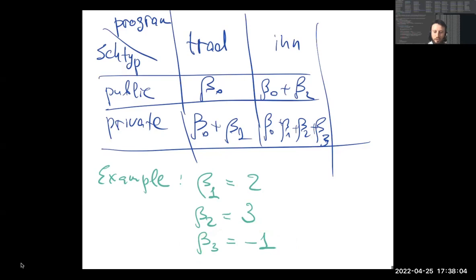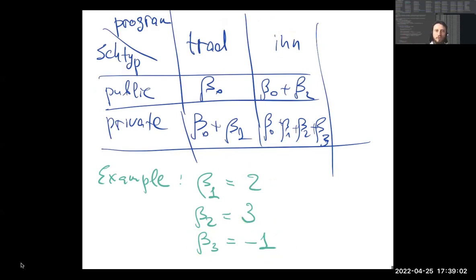Does it mean that it is better to be here rather than here? No, because this sum of the betas is still more than just beta 0. So if we have this beta 3 negative, it means that probably you have some kind of saturation. If you switch from a traditional to an innovative program, it gives you some boost in your score. And if you switch from a public school to a private school, it also gives you some boost. And these boosts are encoded by these variables.